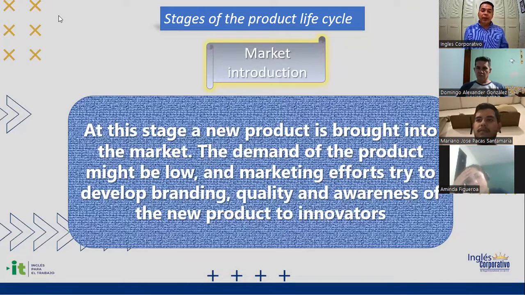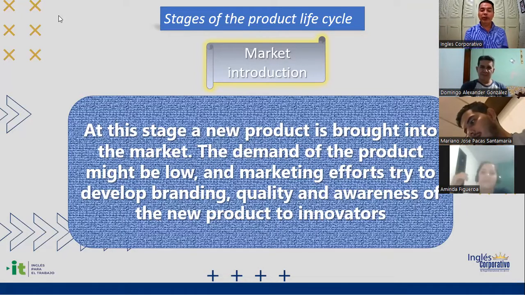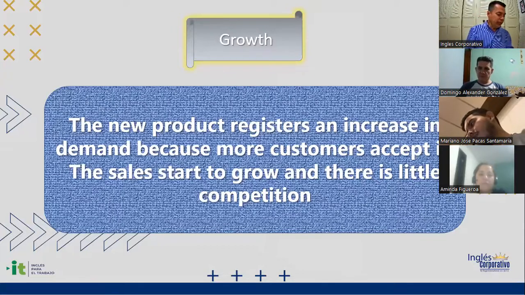And they try to develop the name of the brand, you know, Churritos González, for example. Domingo is creating a new product, Churritos González, the best product. So you have to develop the brand of your product, the quality, and awareness, which is when people know about your product, when they are conscious of it, right? Good. This is the first stage. The second one is growth. Let me see who's going to help me. Domingo, please. Can you help me reading this part, please? Growth. The new product registers increased demand.